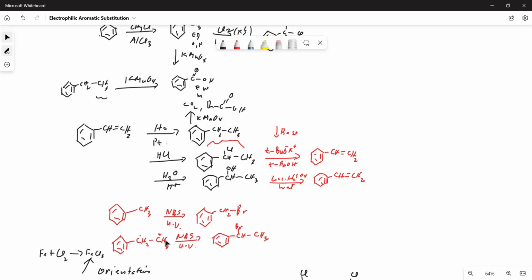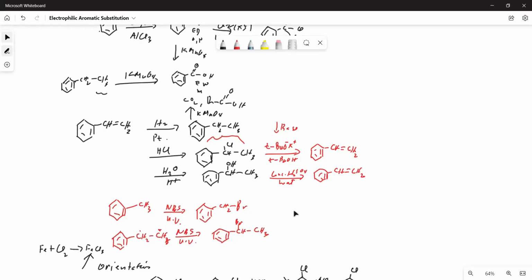So if the hydrogen is removed here from the methyl, the radical that is formed is primary. But if the hydrogen is removed from the methylene, the radical is secondary. And since secondary is more stable than primary, then the hydrogen that will be replaced will be from the methylene. So you will end up with this replacement and product.